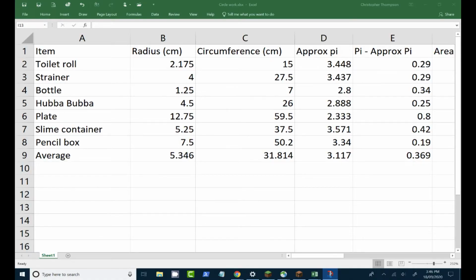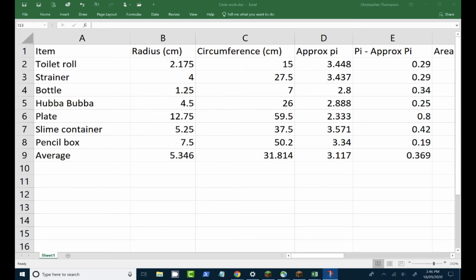We entered all of the data into Excel. In column A, I typed in the items. In column B, I put the radius in. In column C, I typed in the circumference, and in column D, I put in the approximation for pi.